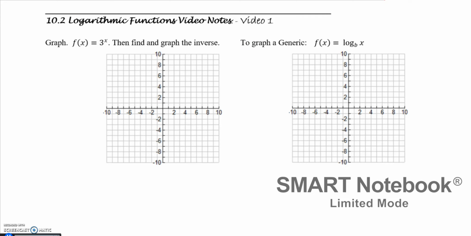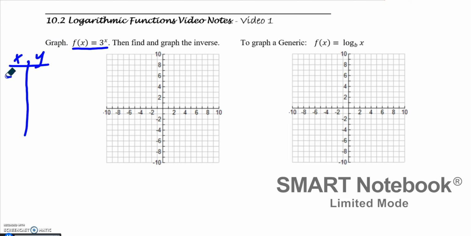So now let's get into graphs and the relationship between exponents and logs, and the fact that they are really inverses of each other. So the first thing we'd like to do is graph the function f of x equals 3 to the x, and then find and graph the inverse. So this is what we did the other day. So let's graph this with a table.